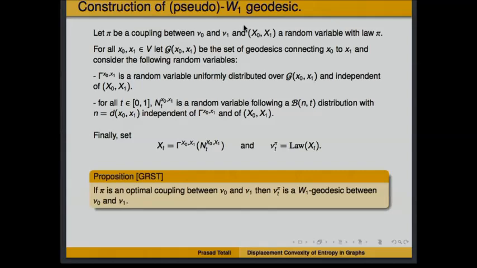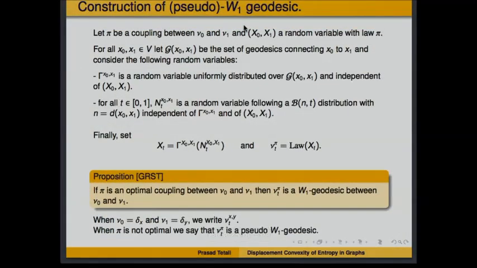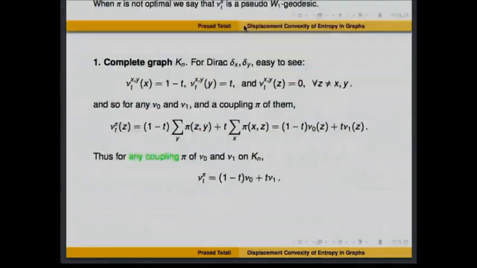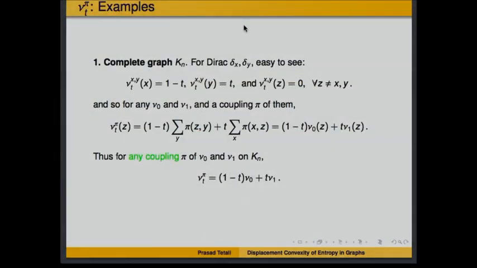You can take any joint distribution of nu 0, nu 1, but if it's optimal, in the sense that the joint distribution is the one that gives you equality in W1 of nu 0, nu 1, where W1 is defined over the best overall coupling. Otherwise, it's maybe a pseudo geodesic. So here, two simple examples, just to write it down explicitly. On a complete graph, all the distances are either 0 or 1. So when is it 1 minus t?